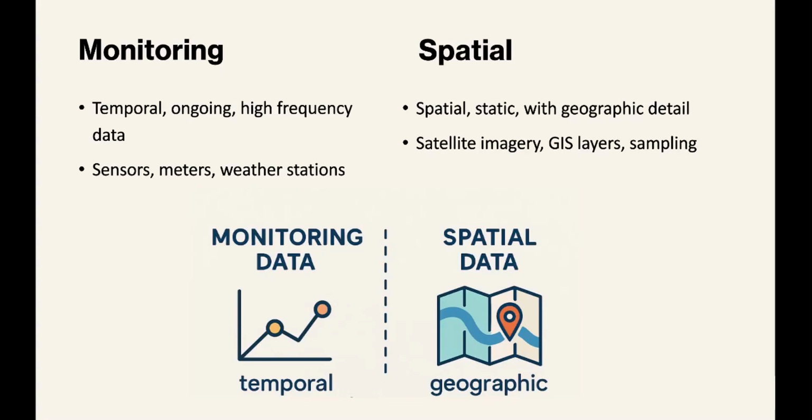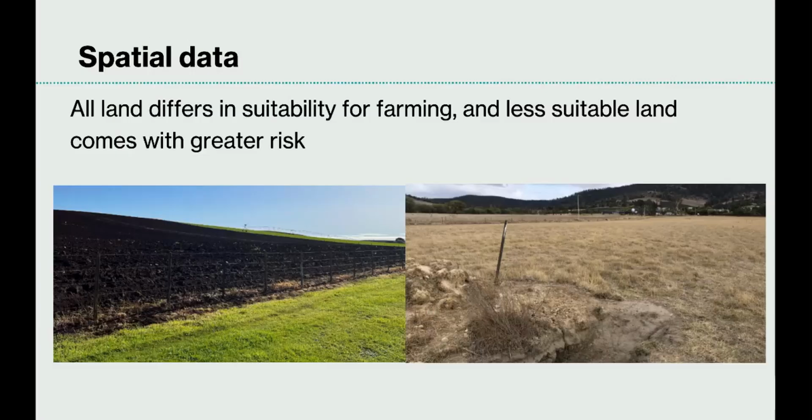Spatial data, on the other hand, is geographic. It's like a snapshot of the whole farm, but it's static and it doesn't track change over time. However, used together, these types of data complement each other perfectly. Monitoring data gives you the detail over time at a point, and spatial data helps you contextualize that monitoring data and understand how that point fits into the broader landscape. This video will cover different types of spatial data and monitoring data for farm water management and how you can get the best out of both.